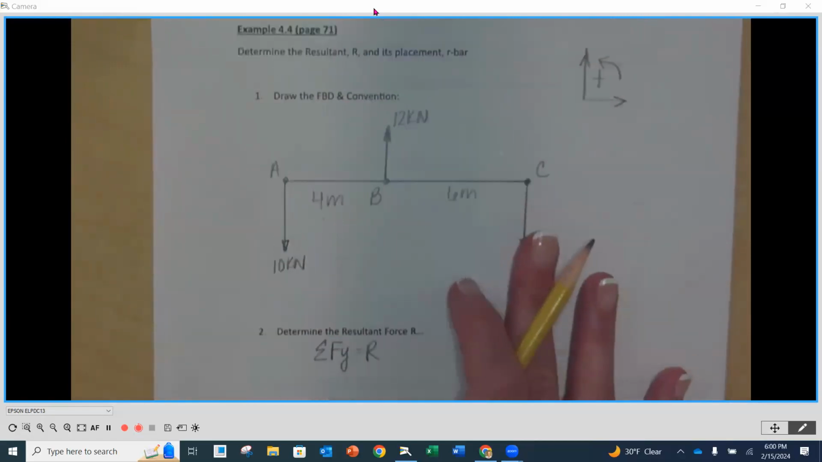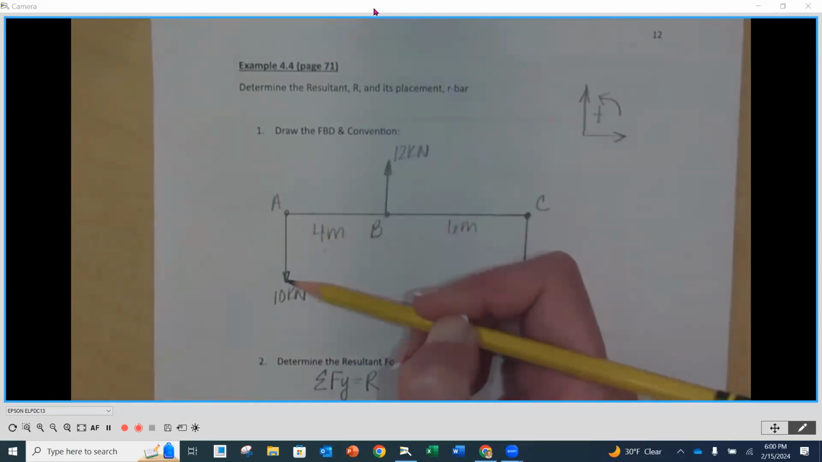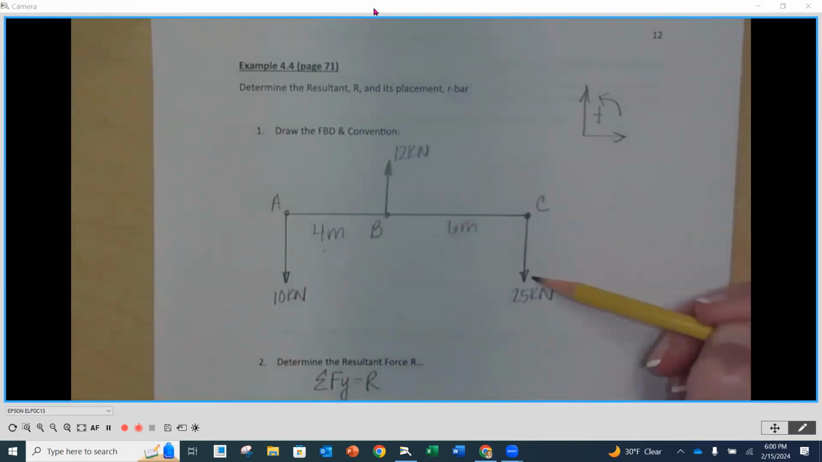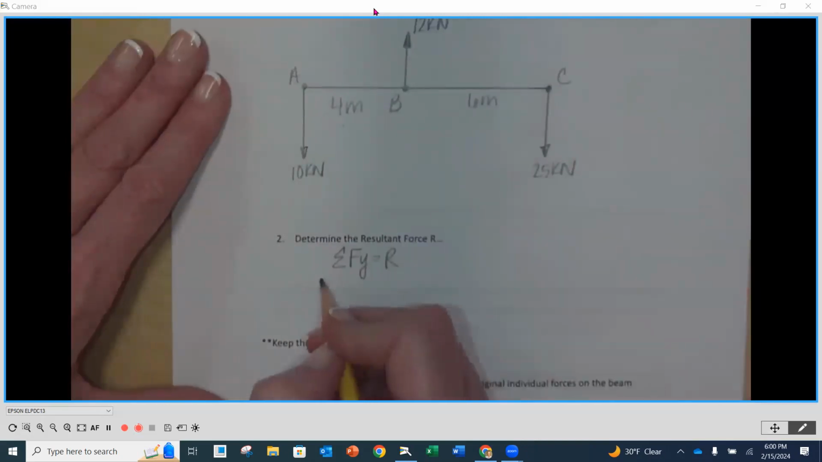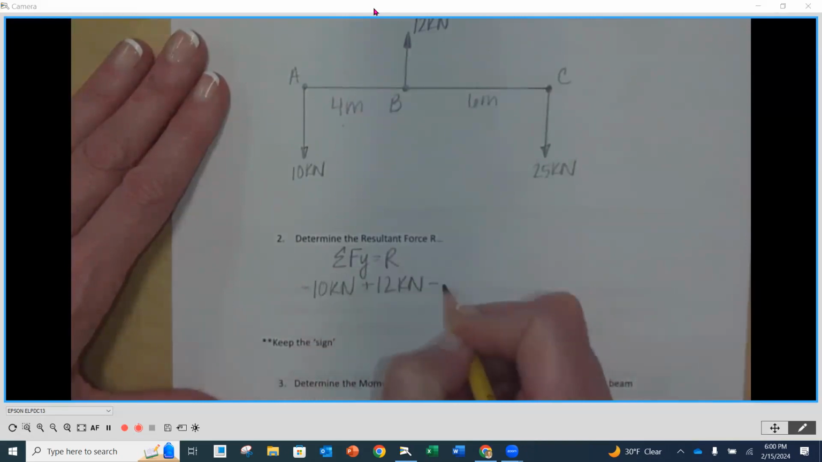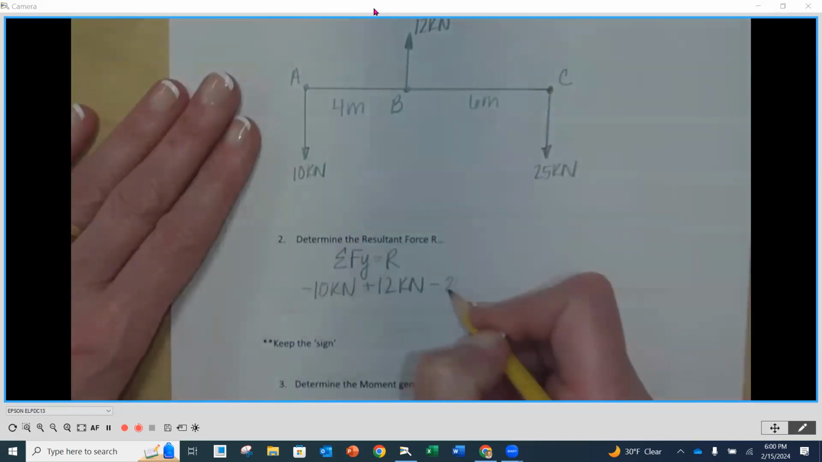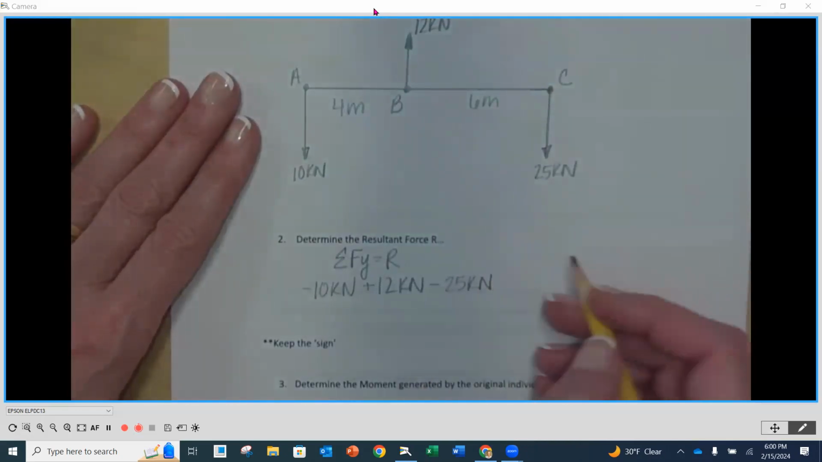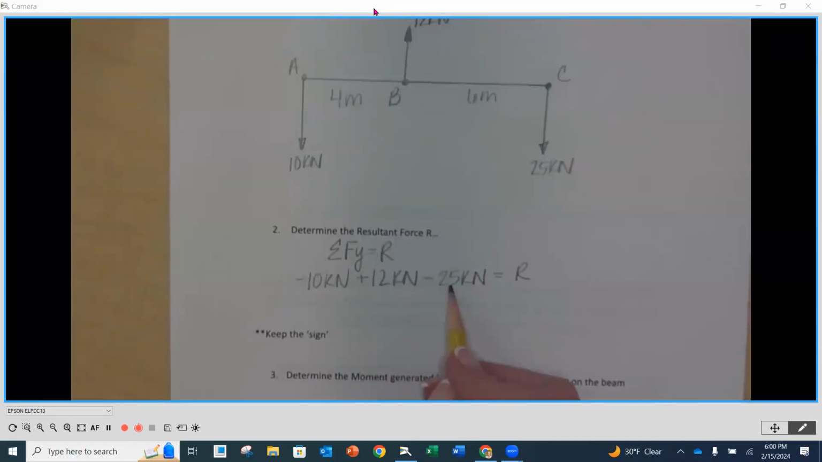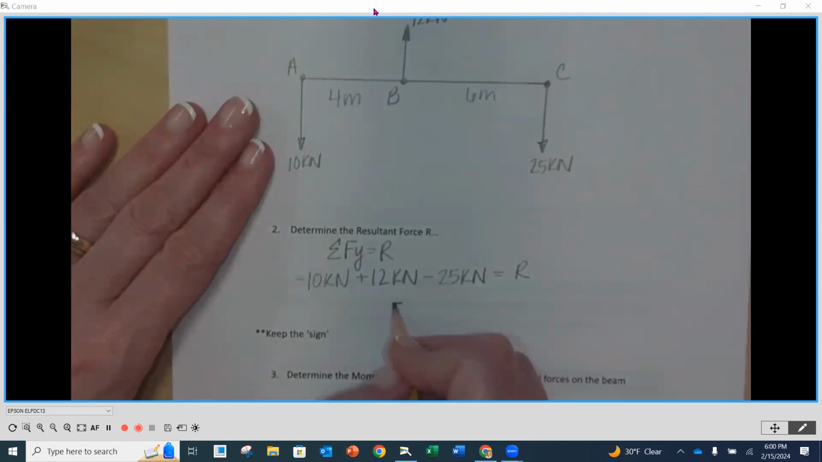So as we look here, according to our convention, we're going to have a negative 10 kilonewtons, a positive 12 kilonewtons, and a negative 25 kilonewtons, right? So we're going to write that. So negative 10 kilonewtons, positive 12 kilonewtons, minus 25. It's going to be equal to our resultant. So now adding and subtracting those, so that's going to be a negative 35 plus 12. What's my number? Negative something. I'm not good in my head. I'm really calculator dependent. Minus 23.